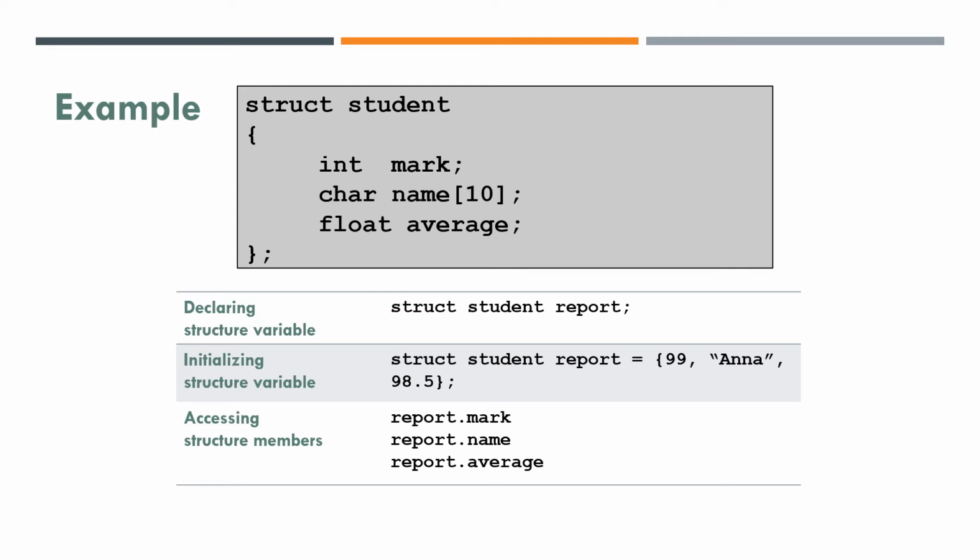To declare the structure variable, let's say the variable is report of type student struct, and then we initialize the variable to 99, Anna, and 98.5, which means the value for mark is 99, the student name is Anna, and the average is 98.5. To access structure members, we use the variable dot member: report.mark, report.name, report.average.